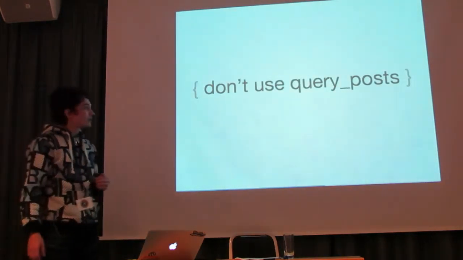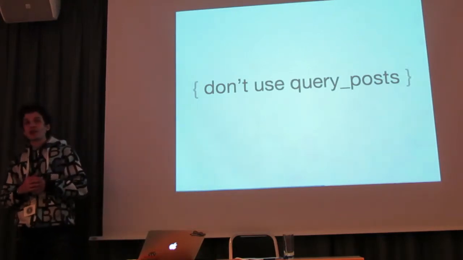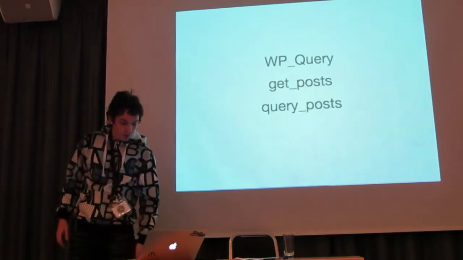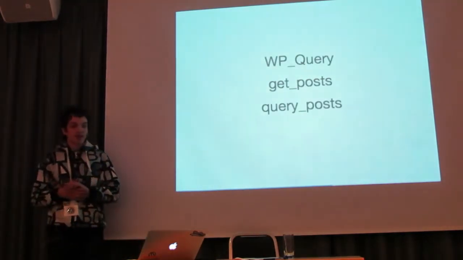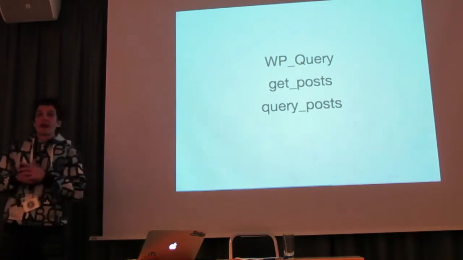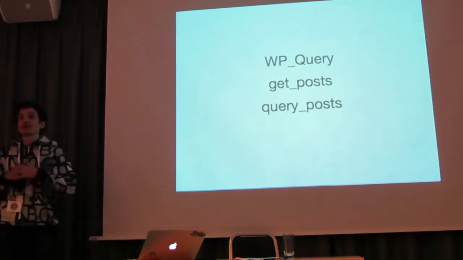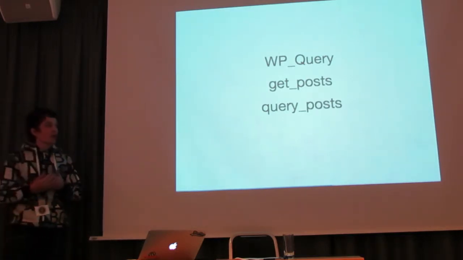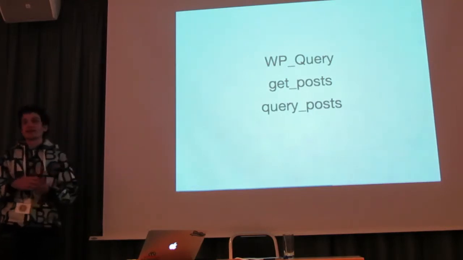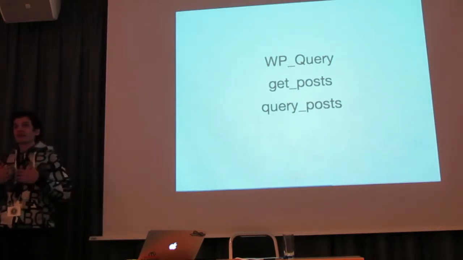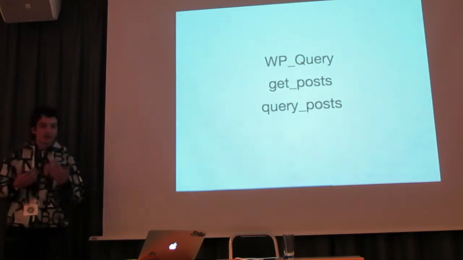I'll try not to get too technical with this, but basically there are three ways to query in WordPress. We've got the WP query class, we've got the get posts function, and we've got the query posts function. Each of these functions is a way to create a secondary query in WordPress. But query posts does this in a very special and funky way, which makes you think that you're altering the main loop. That's a wrong assumption.